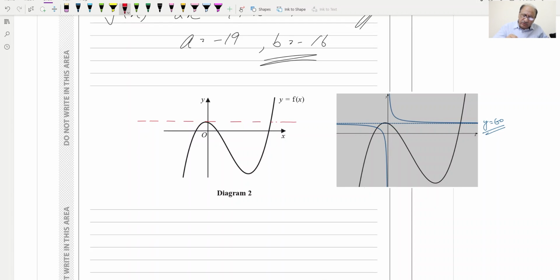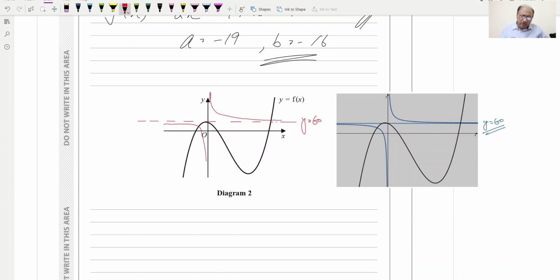This is y is equal to 60, which will be this asymptote line, and the reciprocal graph we can draw like this. This will be the reciprocal graph, and the other side will be like this. I'll have to redraw this, so it will be a reciprocal graph like this, or further if we make it above, it will be like this.